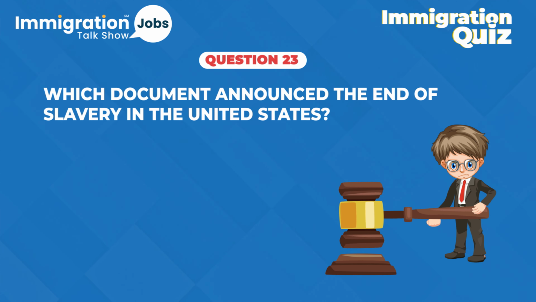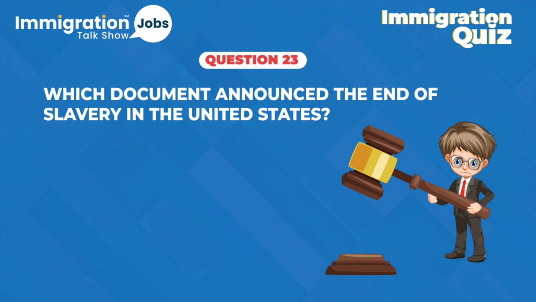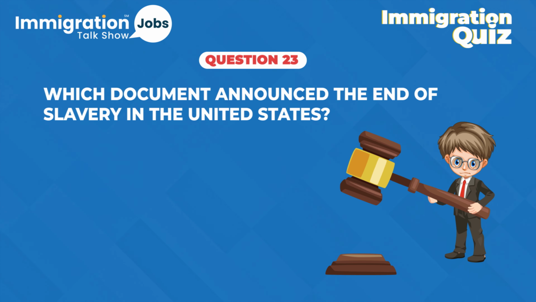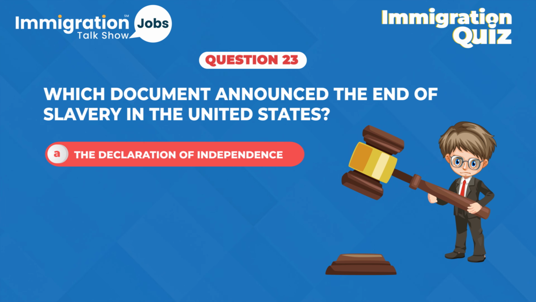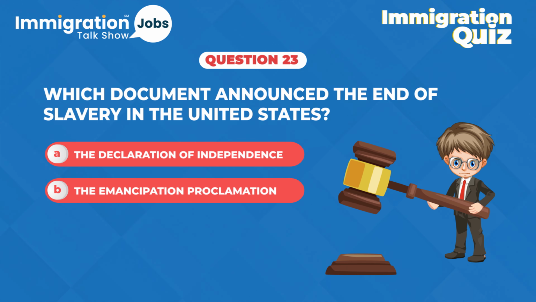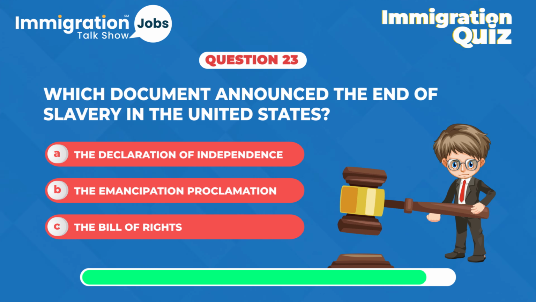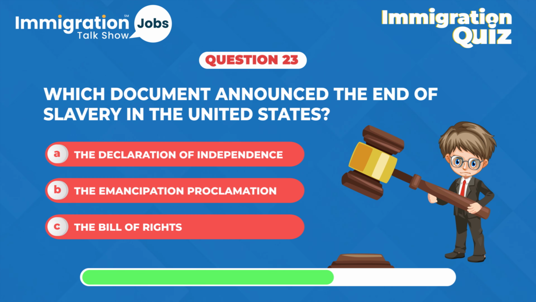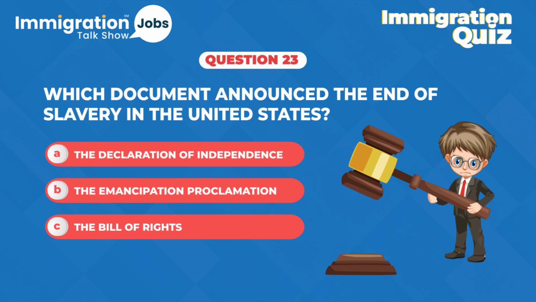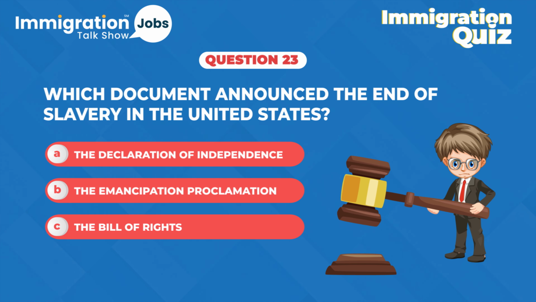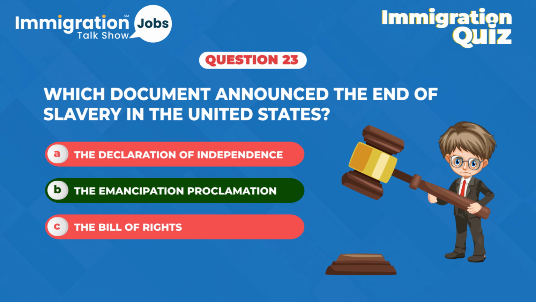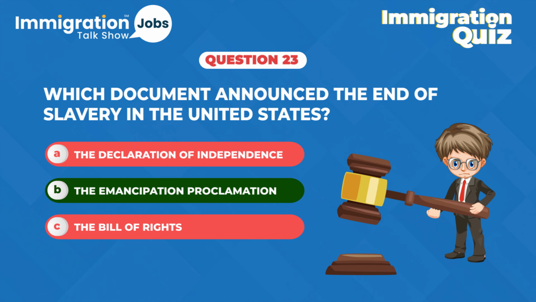Which document announced the end of slavery in the United States? Option A, the Declaration of Independence. Option B, the Emancipation Proclamation. Or option C, the Bill of Rights. And the correct answer is option B, the Emancipation Proclamation.